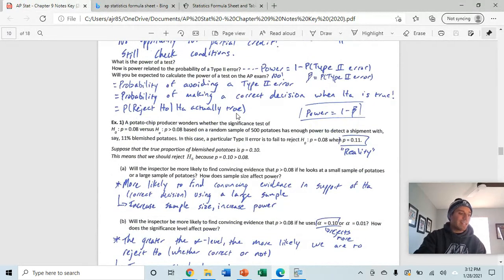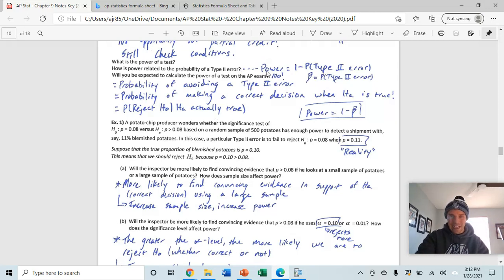Moving on to power. So what is the power of a test? You can think of it in several different ways, which I've defined here. Power is the probability of avoiding a type 2 error. Or, in other words, the probability of making a correct decision when HA is true. Or perhaps the simplest way to think of it is the probability that you correctly reject the null hypothesis, given that the alternative is true. So it's really a conditional probability where you're saying, okay, given that the alternative is actually true, what's the probability that you're going to actually reject the null hypothesis? That's how power is defined.